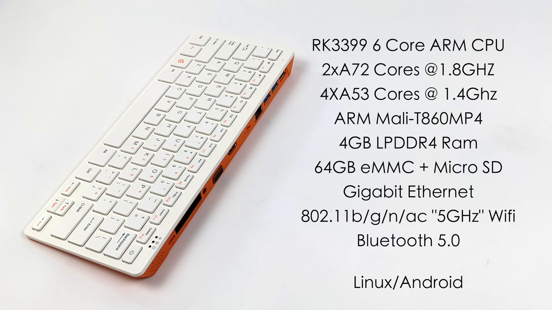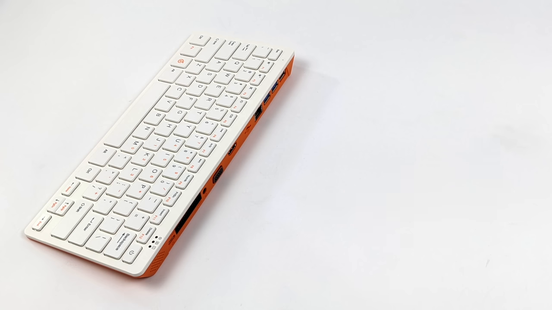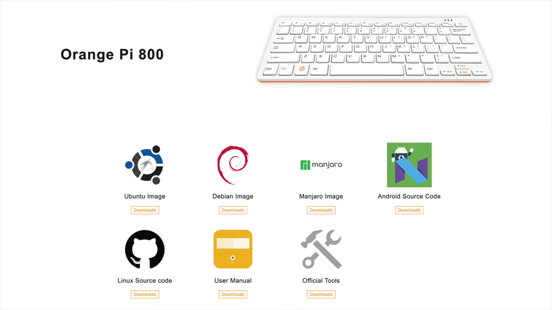We've got 4 GB of LPDDR4 RAM, 64 GB of eMMC storage. Now, this is soldered to the board, but we can always use a micro SD card to boot our operating system from if you want. Gigabit Ethernet, 802.11 b/g/n and AC Wi-Fi, so we do have 5 GHz Wi-Fi here. Bluetooth 5.0.